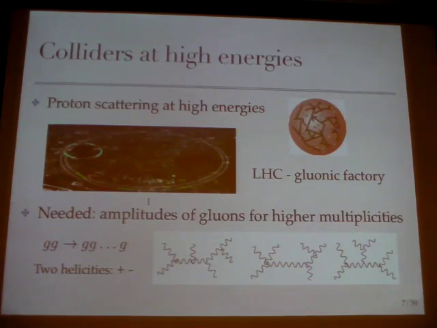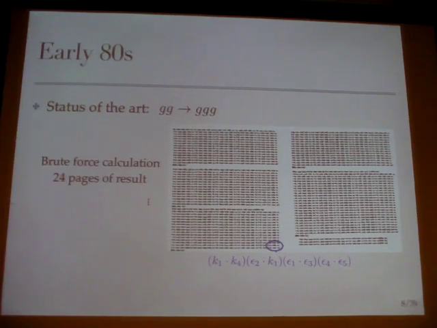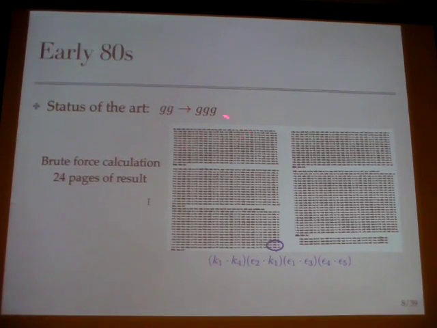So this is another property that defines the amplitude, another number. Now, what was the state of the art of these calculations of gluonic amplitudes in the early 80s? The most complicated process calculated at that time was the scattering of 5 gluons.